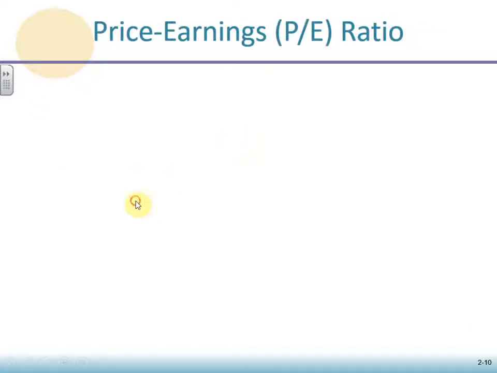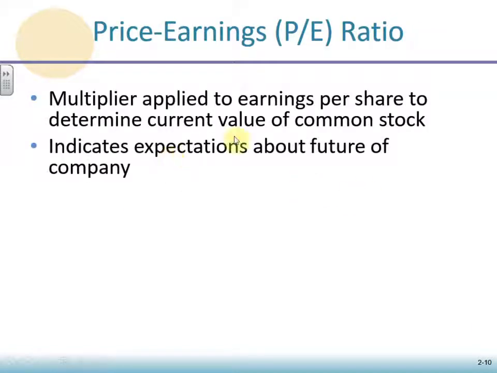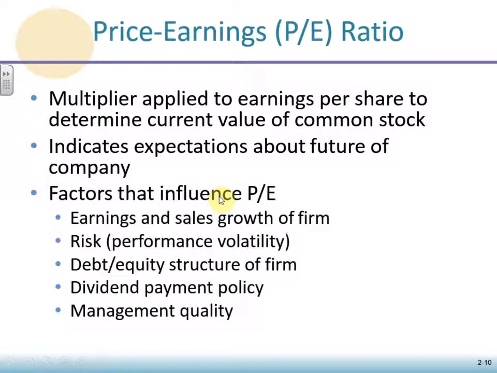So, price to earnings ratio. That's what I was going to look at. In fact, we'll quit maybe after this, and I'll look at a couple of those companies. It's a multiplier applied to earnings per share to determine the current value of common stock, and it indicates expectations about the future of the company. Factors that influence PE are obviously the earnings and the price of the stock, but also risk and growth. It doesn't say growth on... yeah, it does. Sales growth.